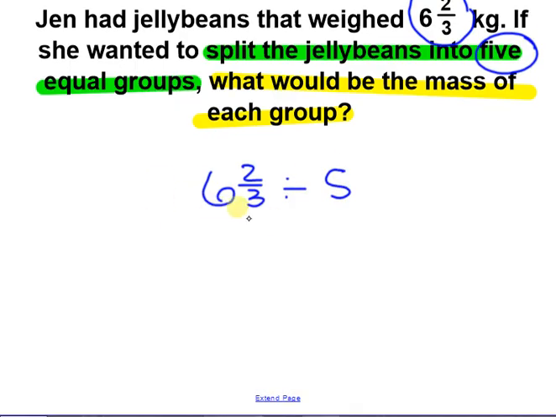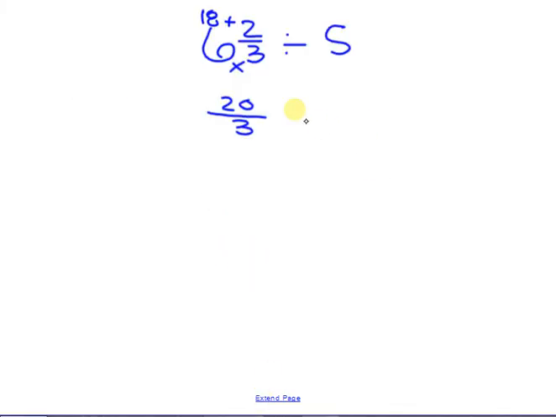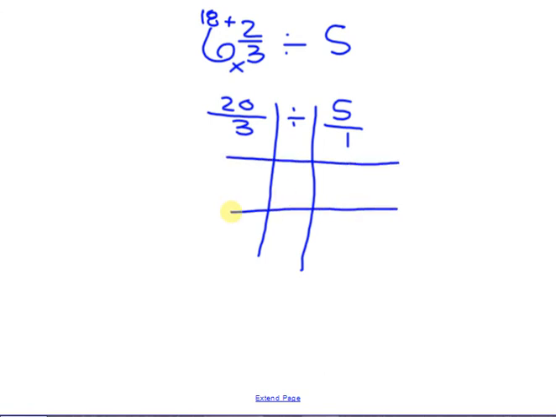Now I need to change this into an improper fraction. 3 times 6 is 18. 18 plus 2 is going to be 20 over 3 divided by 5 over 1. And we'll go ahead and do a tic-tac-toe board. It's a very slanted tic-tac-toe board. Keep, change, flip. So we're going to keep the 20 over 3. We're going to change the division to multiplication, and we're going to flip the 5 over 1 to a 1 over 5.